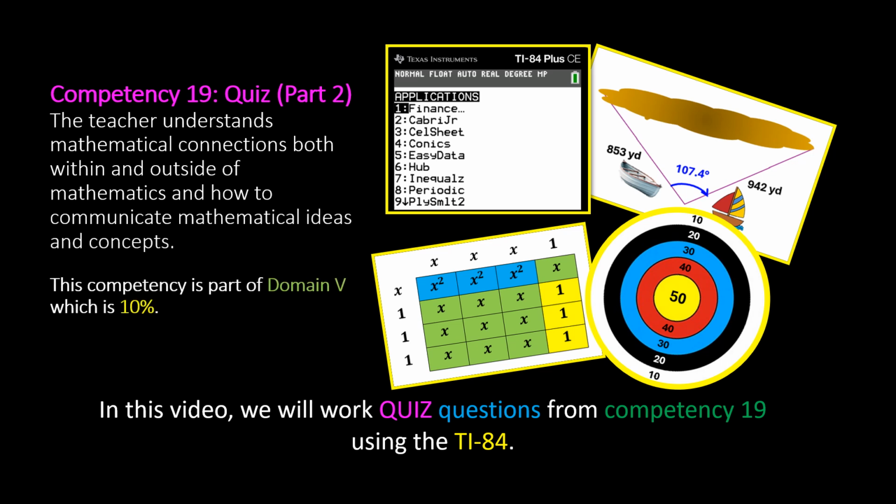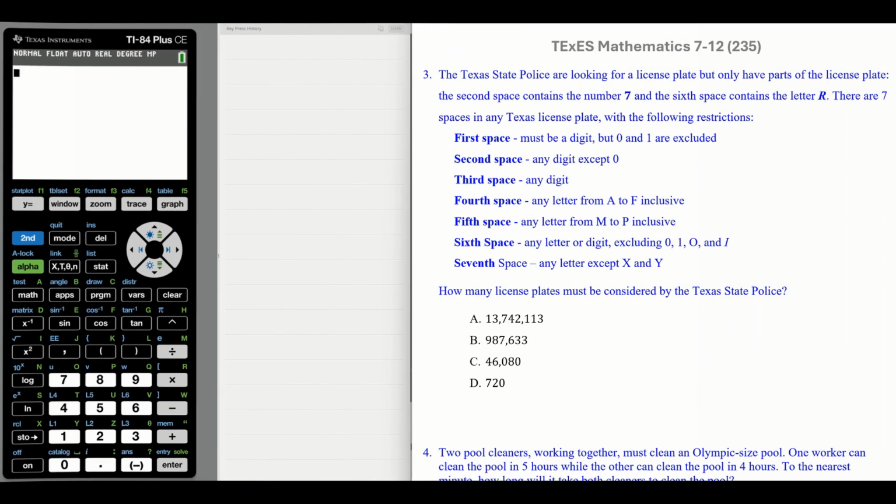This is part 2 of the Competency 19 quiz. Number 3. The Texas State Police are looking for a license plate but only have parts of the license plate. The second space contains the number 7 and the sixth space contains the letter R. There are 7 spaces in any license plate with the following restrictions.